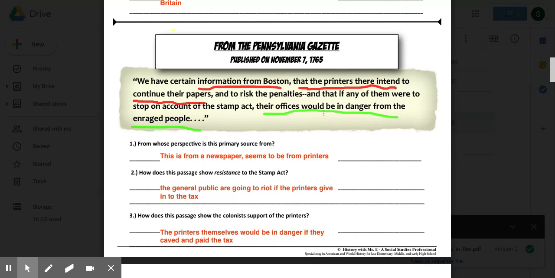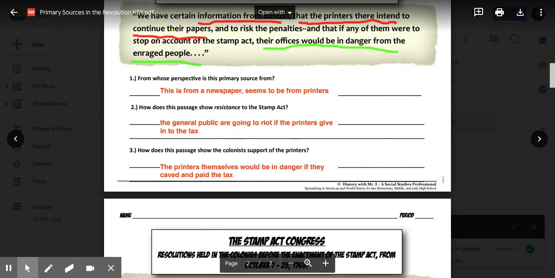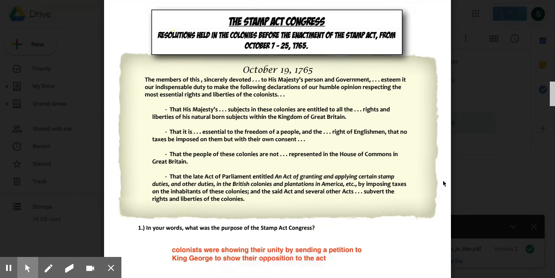And that's where this whole idea where I underlined in green, where I said they would attack the offices or that their offices would be in danger. It shows that the colonists support these printers and the colonists want them to continue to print these papers without raising the price of their newspaper by paying this new tax. All right, guys, let's move on.